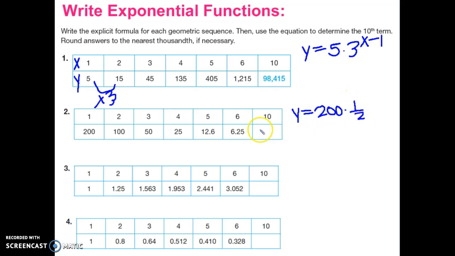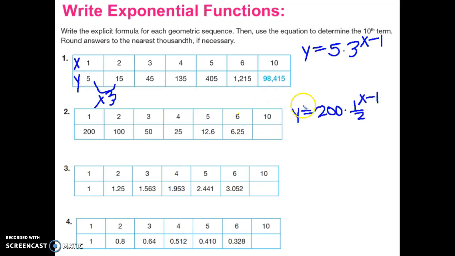As a half. And then let's think. So from 200 to get to 100, I would multiply by half once. To get to 50, that would be multiplying by half twice. To get to 25, I'd have to be multiplying 3 times, and so forth. Oops, this should be 12.5. And again, it turns out that my exponent, because I'm multiplying, is going to be x minus 1.